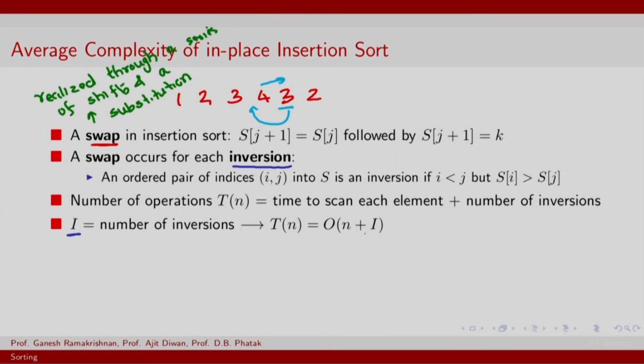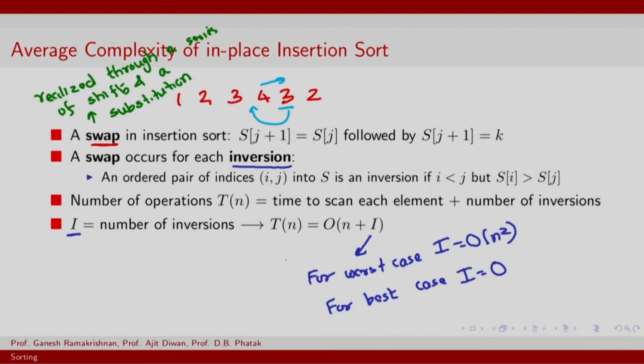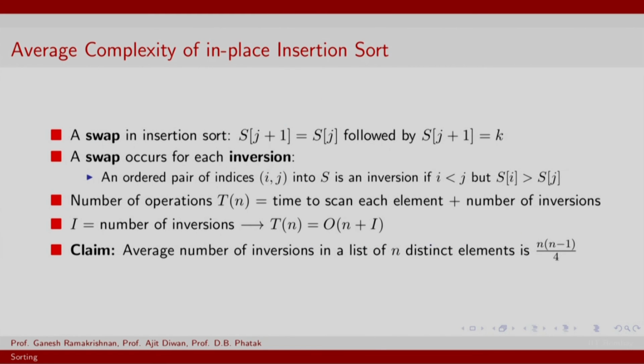We will try and come up with an expression for I in the average case. We already know that for the worst case the number of inversions I is order n square, and for the best case the number of inversions is 0. The claim is that the average number of inversions in a list of n distinct elements is n into n minus 1 divided by 4. How did we come up with this number?